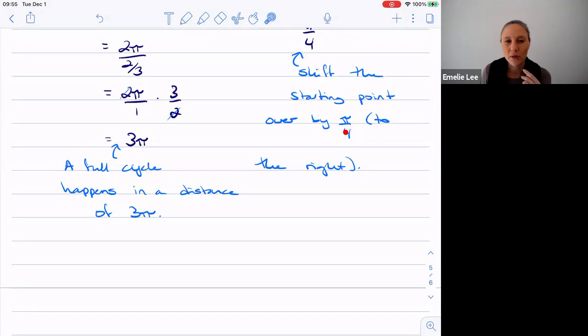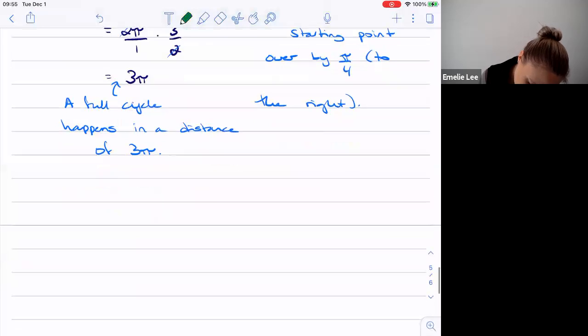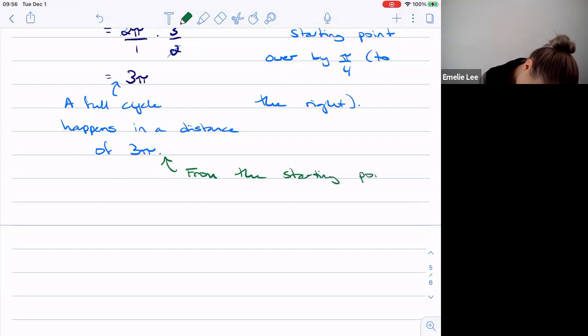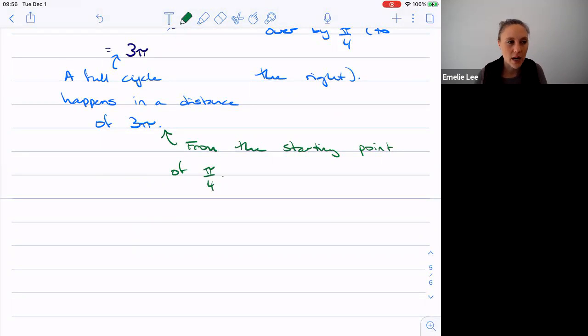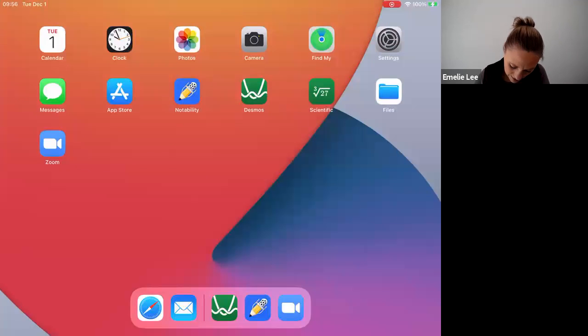Okay, so when we're looking at our Desmos graph, we're going to use Desmos to check our work. I need to remember that from pi over 4, the cycle should take 3 pi to finish. From the starting point of pi over 4. So let's go to Desmos and see what's going on here.